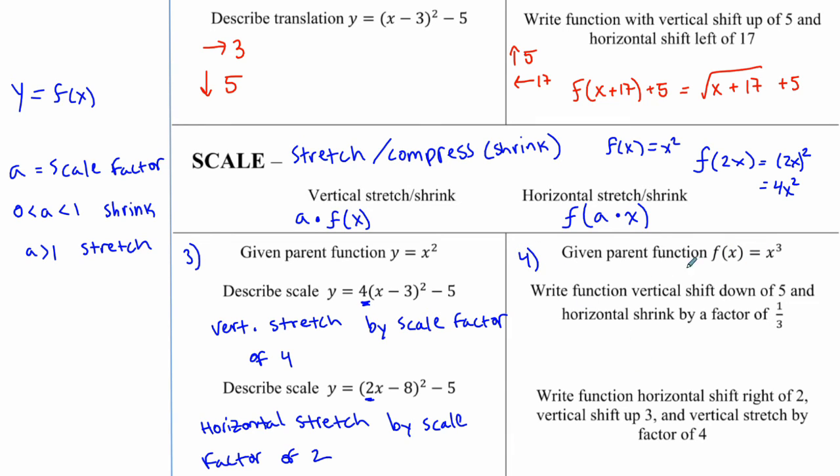All right. For the next example, our parent function is x cubed. If I'm shifting vertically, remember that's outside the parentheses. So, I'm sorry, vertical shift down, so we're going down 5. And a horizontal shrink, so inside the parentheses, of 1/3. So in other words, we have f of 1/3 x, and then we're subtracting 5. So if we write that in terms of x cubed, whatever goes in the parentheses we're cubing, so (1/3 x) cubed, and then minus 5.